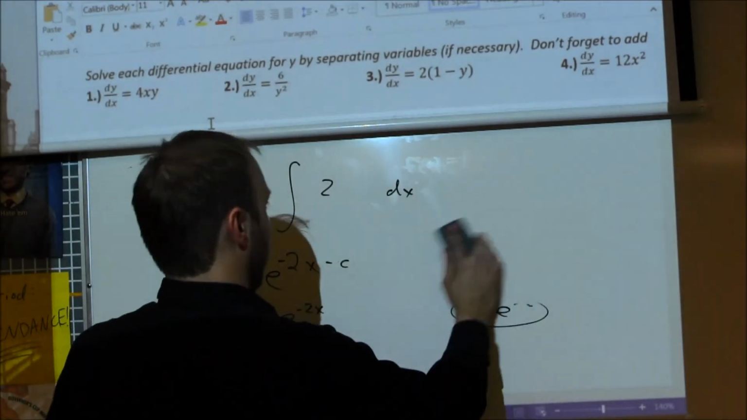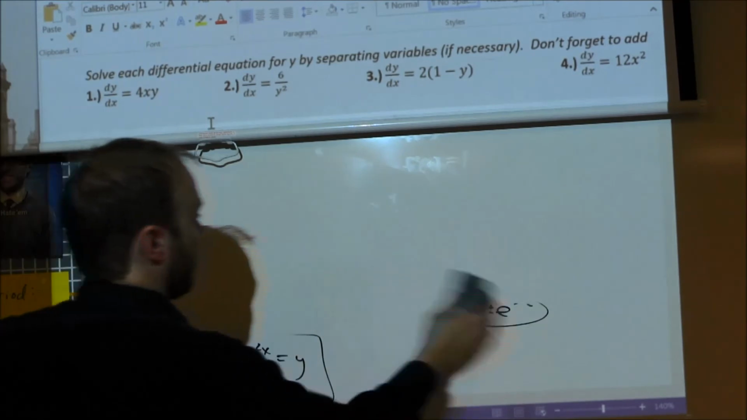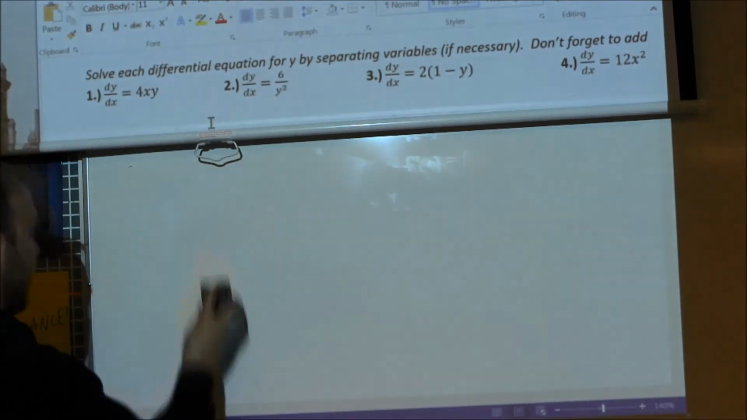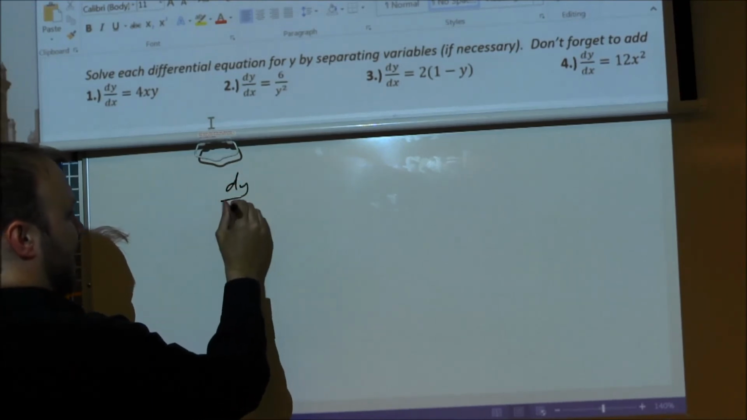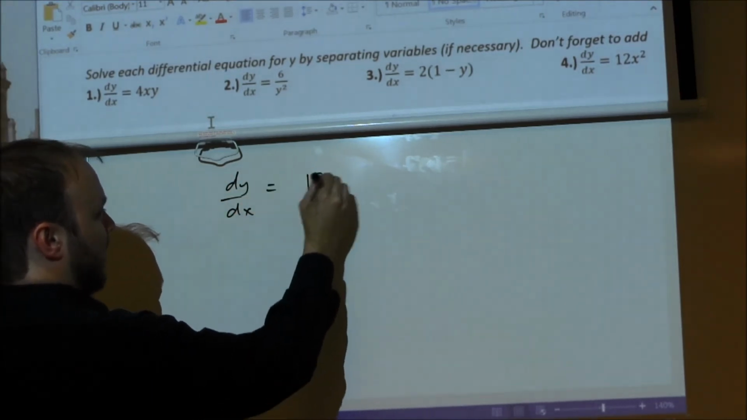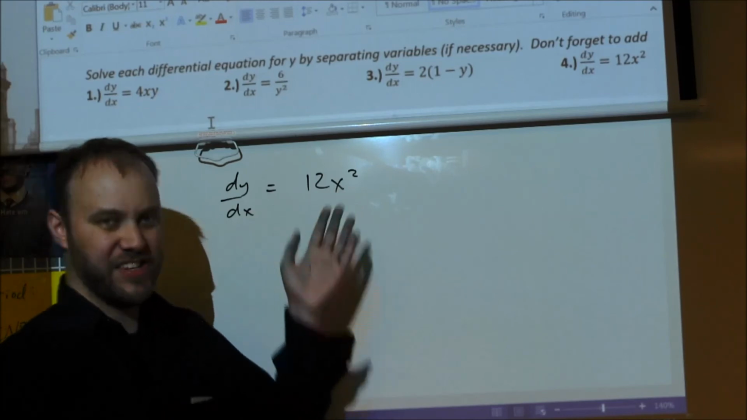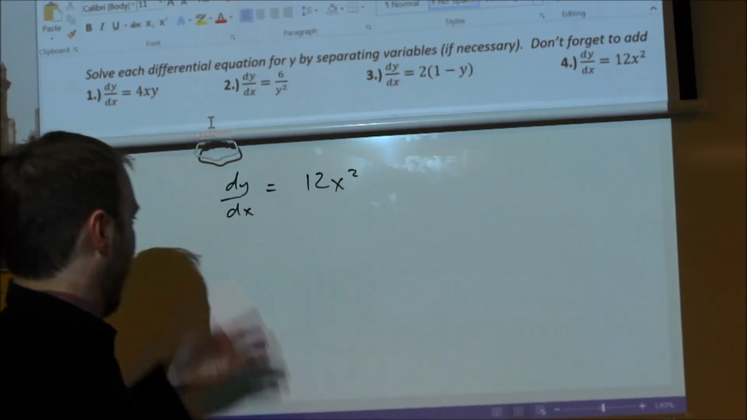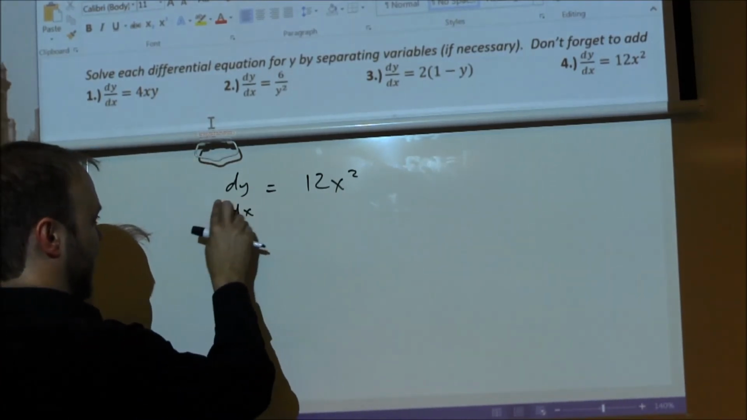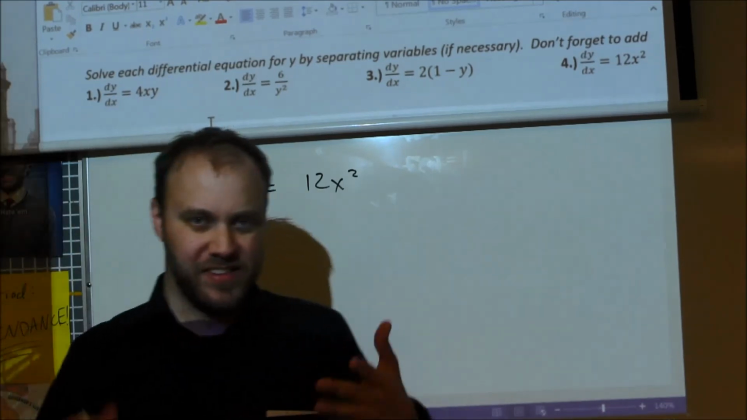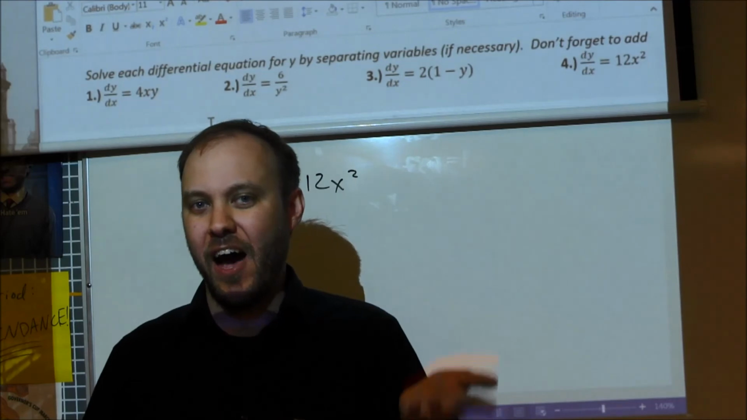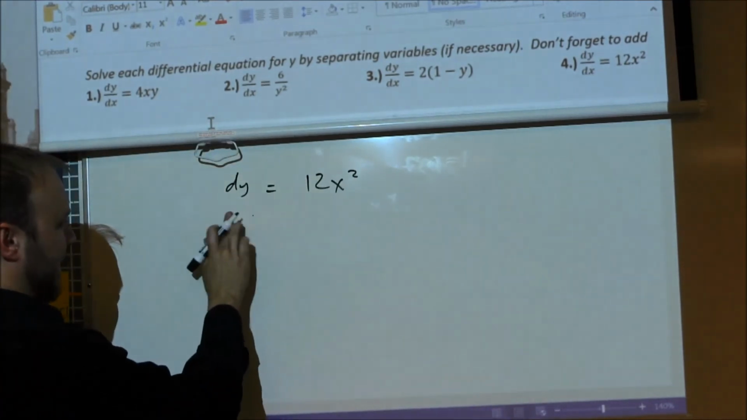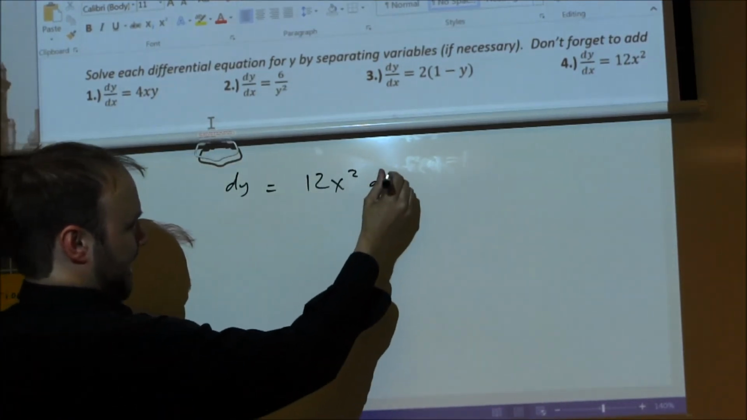Okay? Moving on. The fourth example here, the last, at least in this video, I give you dy dx is equal to 12x squared. Notice in this case there is no y on the right-hand side. So really I can just multiply both sides by dx. Technically you could just say, well, this is a regular equation, I'm just going to take the integral. Really what's happening when you take the integral though is you're multiplying both sides by dx.